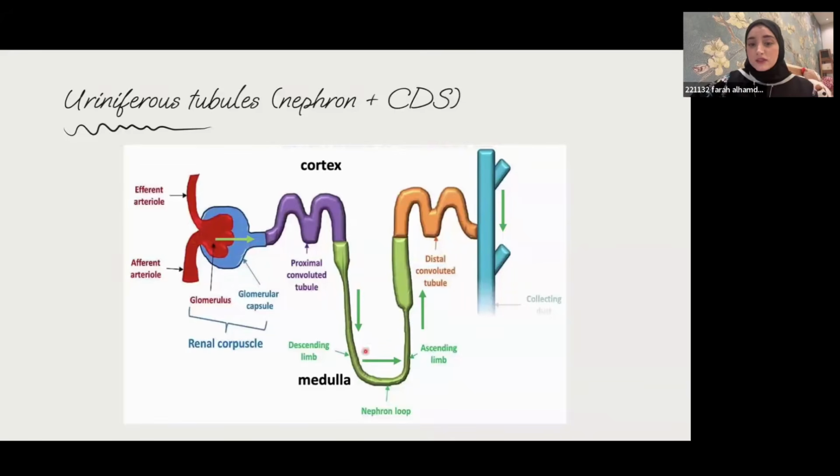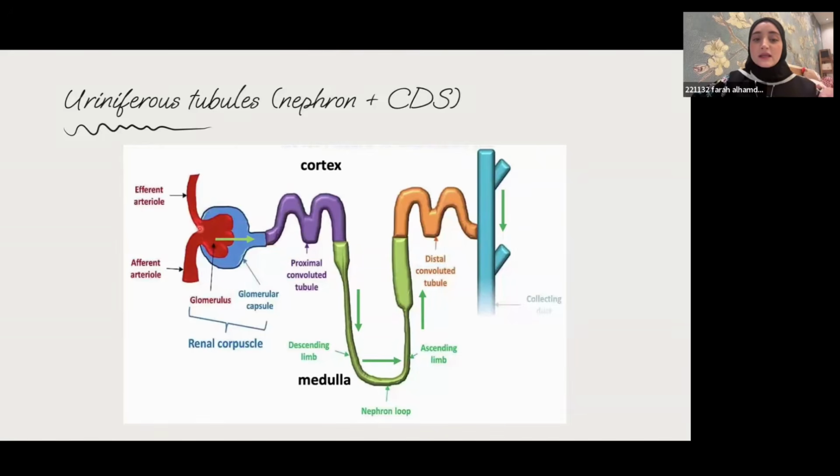The green arrows show the movement of the urine from the glomerulus to the collecting ducts and so on. So this is the direction of the urine movement. Urine moves from the glomerulus. Some people might think that the glomerulus is this entire structure.